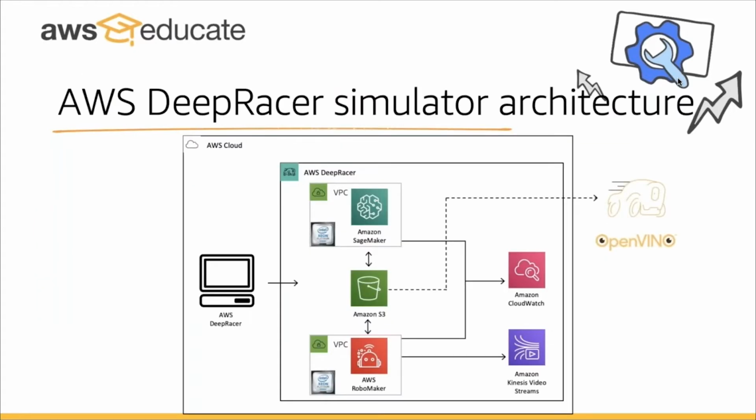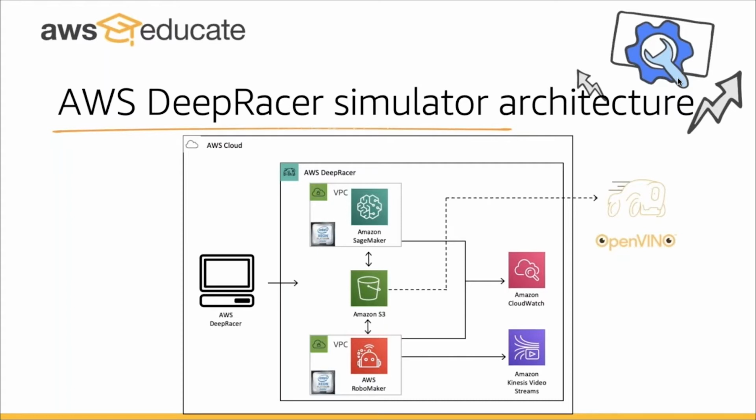AWS DeepRacer is built on top of various AWS services. Amazon SageMaker trains the model. AWS RoboMaker provides the simulation environment. Amazon S3 stores models. Amazon CloudWatch stores logs, and Amazon Kinesis Video Stream displays the video in the console.